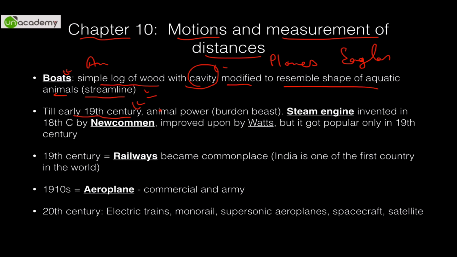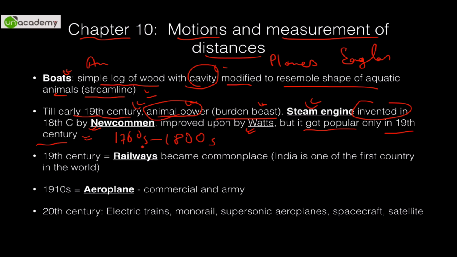Till the early 19th century, animal power was used as a mode of transport very commonly. They were called beasts of burden, for example horses, bulls, etc. Then the steam engine was invented in the 1730s by Newcomen, and it was improved in the 1750s and 60s by Watt. But it got popular only in the 19th century, and it led to a huge revolution. From the 1760s until 1800 it was not that popular as a mode of transport, but after that it just got booming like anything, and it created the industrial revolution. One of the biggest contributors to the industrial revolution was the steam engine.